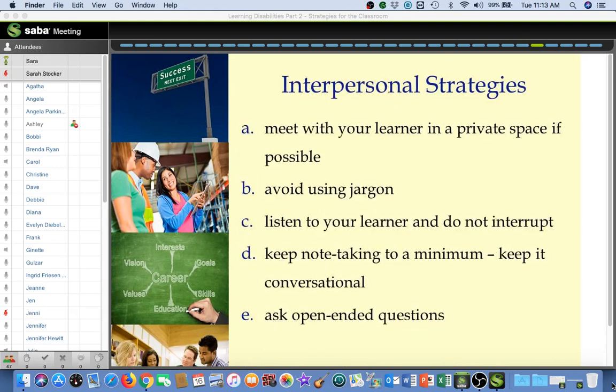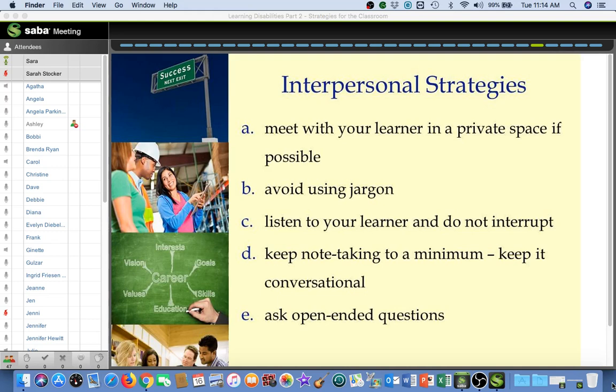In terms of the interpersonal strategies, meet with your learner in a private space if possible. Avoid using jargon, so you don't want to use terms that they may not understand or may not mean much to them. Listen to your learner and try not to interrupt them. Let them have that space to communicate their needs and how they're feeling about their learning. Keep note-taking to a minimum if you can. Keep it conversational. I know that I'm very much a visual learner. I need to write things down. So I'll say that I'm going to be making notes and I'll share those notes with them so that they know how I'm going to use them. And try to ask open-ended questions.